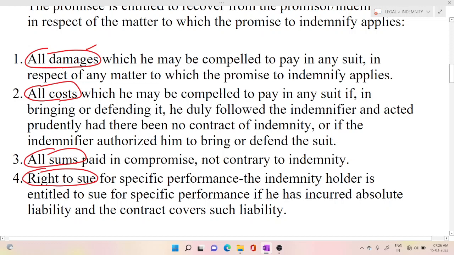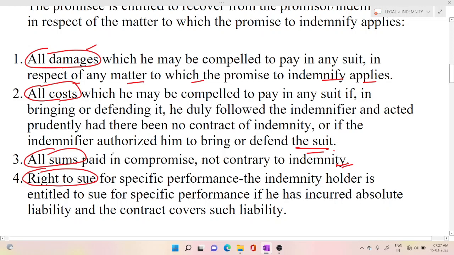Let's read a bit. All damages which he may be compelled to pay in any suit in respect of any matter to which the promise to indemnify applies. Next, all costs which he may be compelled to pay in any suit, if in bringing or defending it he duly followed the indemnifier and acted prudently had there been no contract of indemnity, or if the indemnifier authorized him to bring or defend the suit. And all sums paid in a compromise not contrary to the indemnity.